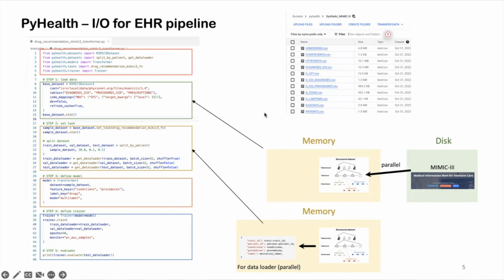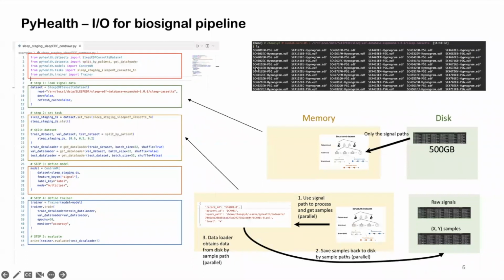But when I was implementing the same pipeline for signal data, one obvious problem is that the signal data originally is super large on the disk. For example, the signal data are usually stored in a lot of different files like this one. And so basically I can give you some background of the signal data.